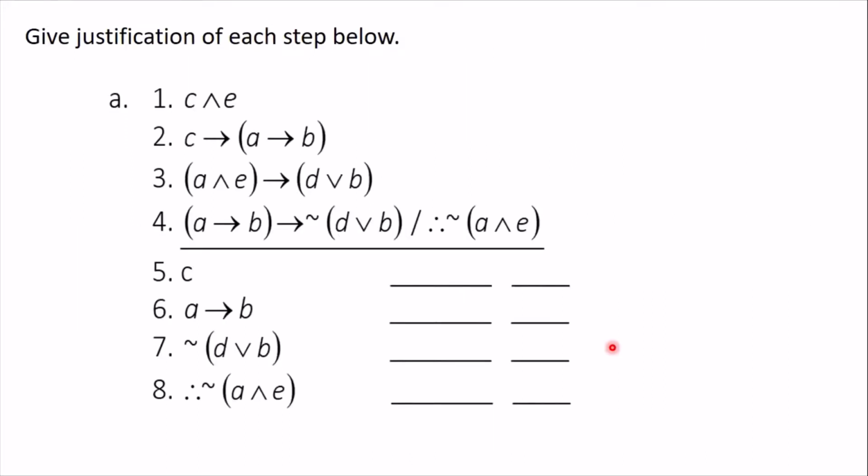So let's proceed now to a higher level of exercise, and this is to give justification on each step below. We are already given the argument. It is already symbolized using these letters, and we have also given the steps here. So we're just going to identify kung ano yung mga steps or rules ang ginamit in each step. So let's proceed to number 5.